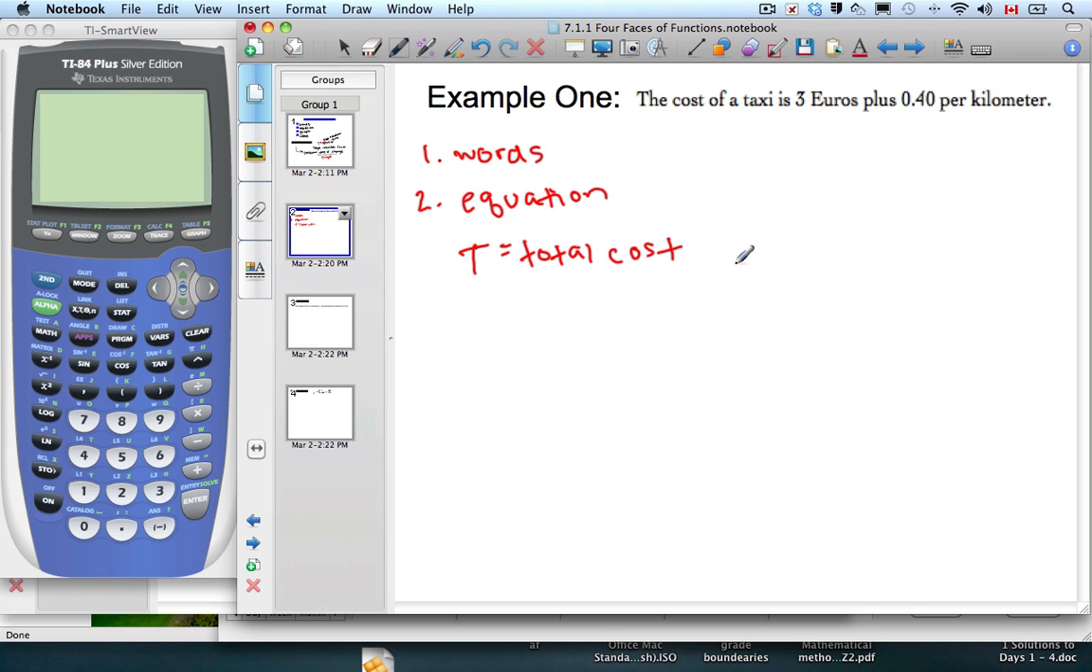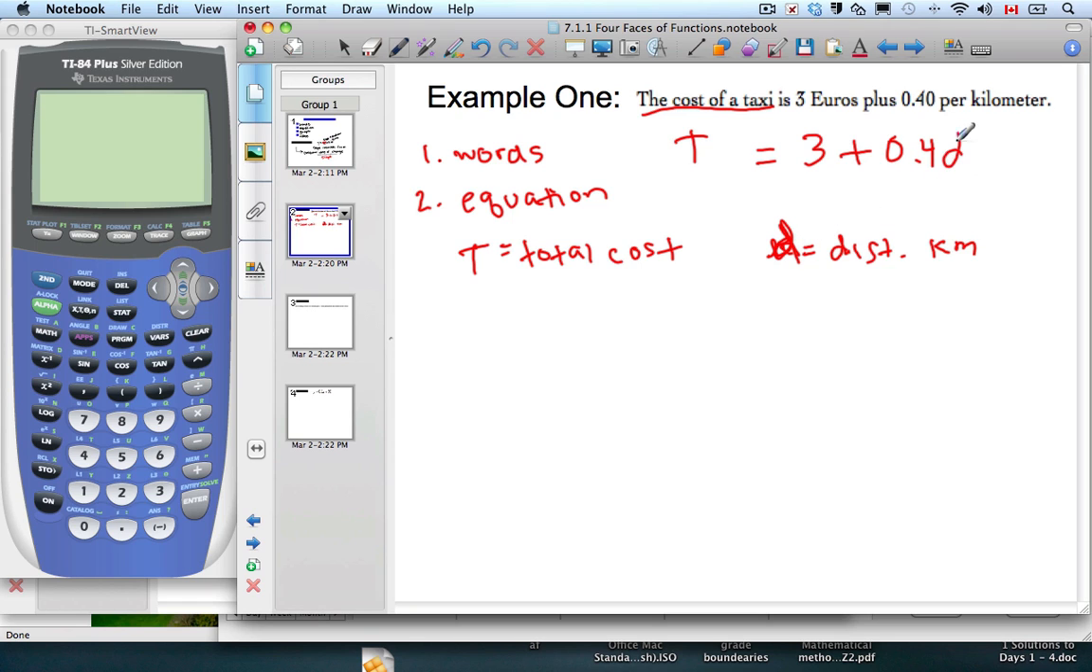And what does that depend on? The kilometers we go, so the distance in kilometers. So I'll say D. D is the distance we go in kilometers. Now, can we write an equation from this? The cost of a taxi, that's the total cost. T equals €3 plus 40 cents per kilometer, 40 cents times our distance.